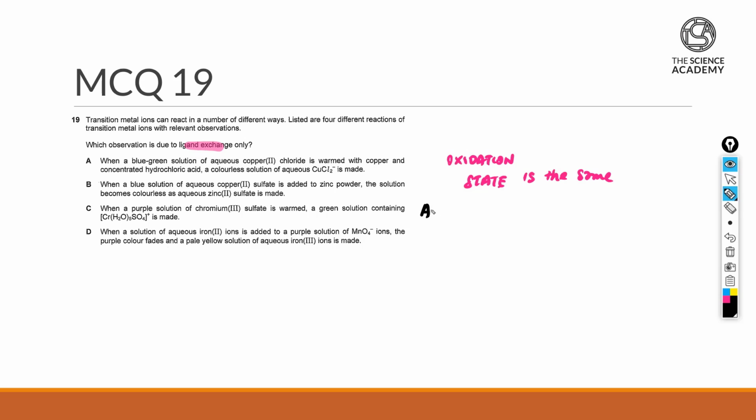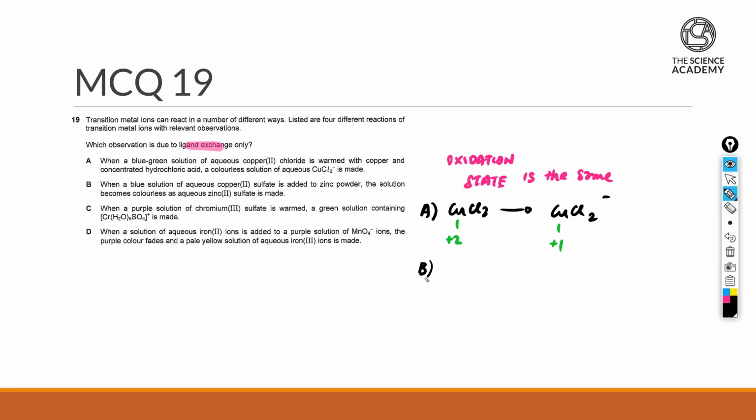So for the case of A, we have copper 2 chloride, and at the end of the reaction, it became CuCl2 with a negative charge. So writing off the oxidation state, copper is initially a +2, and eventually copper became an oxidation state of +1, showing that there is a change in the oxidation state, and A should not have been a ligand exchange.